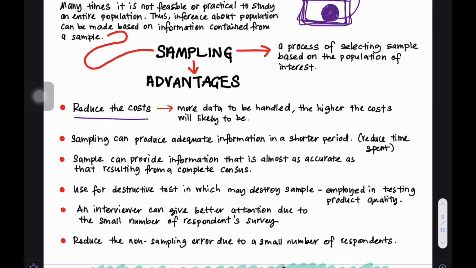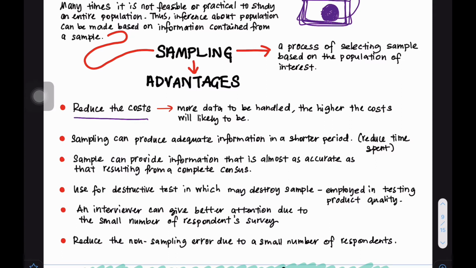Okay. An interviewer can give better attention due to the small number of respondents in the survey. So of course lah, bila kita move kepada sampling, dia melibatkan the small number of respondents. So kita boleh give more attention compared to if we are doing the study on the population. Bila melibatkan ramai ni, sometimes ada kelemahan dekat mana-mana, tertinggal kat mana-mana. So dia lagi better kalau kita ada small group, so that we can give full attention untuk kita study the behavior of the respondents.